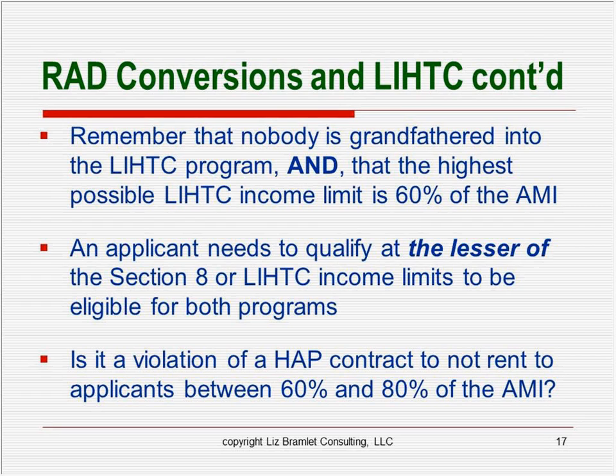So is it a violation of that HAP contract not to rent to applicants between 60 and 80% of the AMI? I've asked this about RAD projects, and about just traditional Section 8 projects that are refinanced using tax credits, completely separate from RAD. And I'm afraid I've never been able to receive an answer to that question.